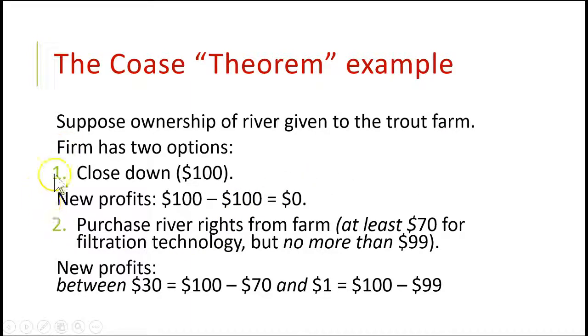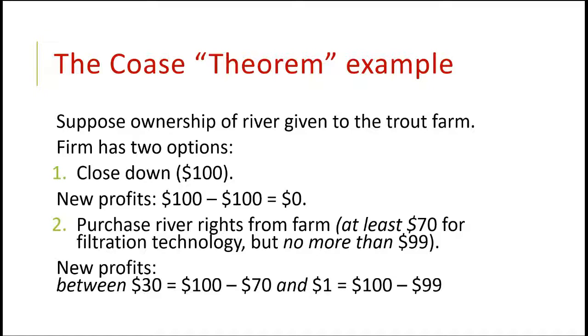Now, which of those two options would the factory prefer? Well, it would prefer option 2, because it could make between $1 and $30 versus zero. So that is clearly a better option. So what ends up being the result? The result, and this is the slightly interesting thing, is exactly the same as before. Again, we end up in a situation where the factory owns the rights to the river, and the trout farm ends up purchasing the filtration technology. Just the same result as when ownership was granted to the factory in the first place.